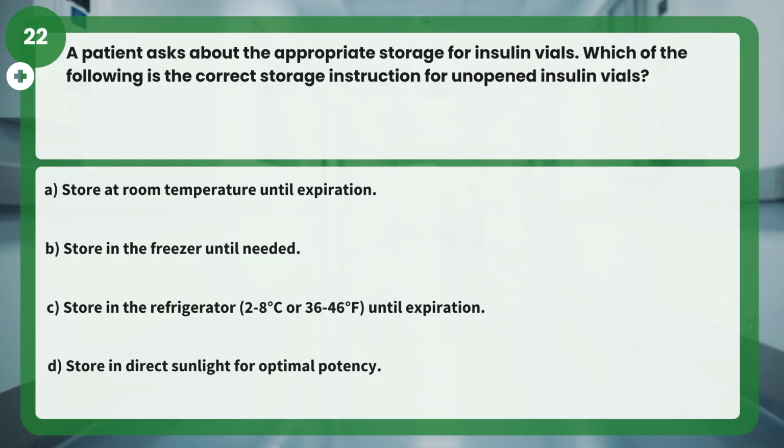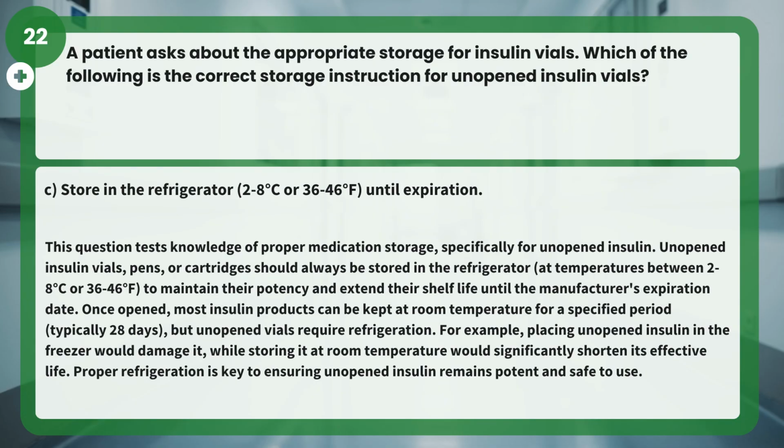Question 22. A patient asks about the appropriate storage for insulin vials. Which of the following is the correct storage instruction for unopened insulin vials? A. Store at room temperature until expiration. B. Store in the freezer until needed. C. Store in the refrigerator, 2 to 8 degrees Celsius or 36 to 46 degrees Fahrenheit, until expiration. D. Store in direct sunlight for optimal potency. Answer: C. Store in the refrigerator, 2 to 8 degrees Celsius or 36 to 46 degrees Fahrenheit, until expiration.